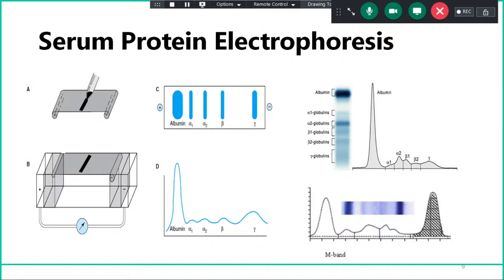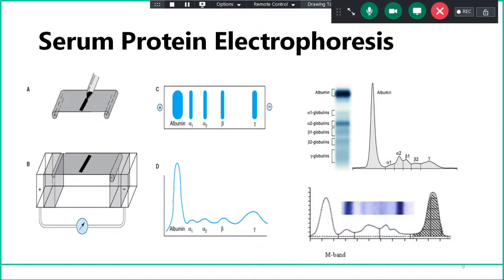We can also quantify it by using a scanning densitometer, and we get the picture of the electrophoretogram, which is shown in picture D, where you can see that the different widths of the protein fractions depend upon their concentration in the plasma. So we can determine the concentration in plasma by scanning densitometer, by electrophoretogram.